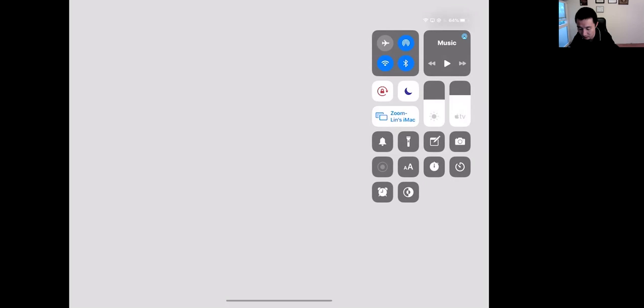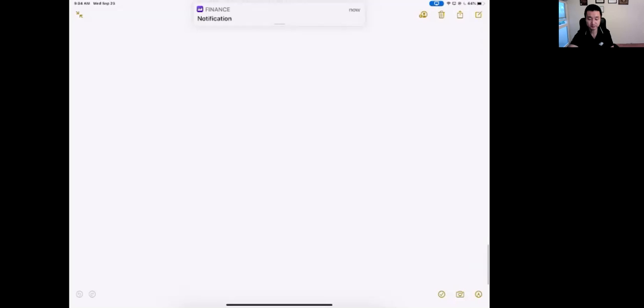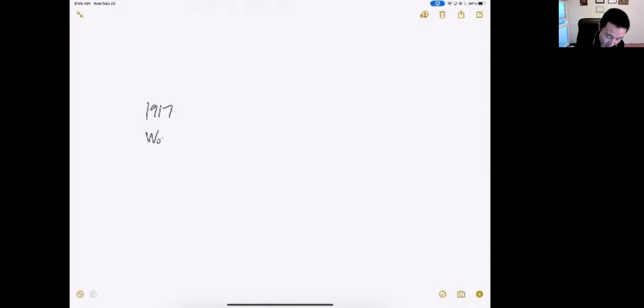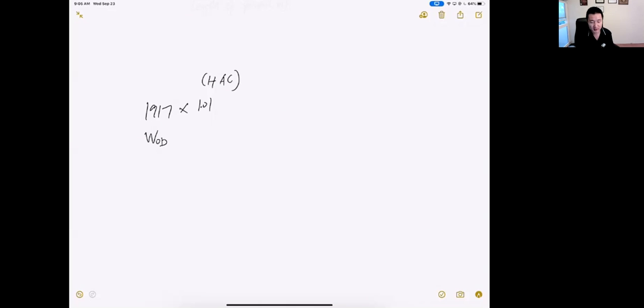You can see my iPad. All right, so we get 1917, which is the oven dry weight of coarse aggregate, times 1.01, which is 1 plus absorption capacity. Why do we use this equation? Because we need to transfer the oven dry weight into saturated surface dry weight.